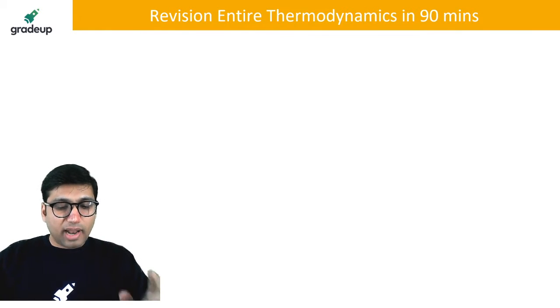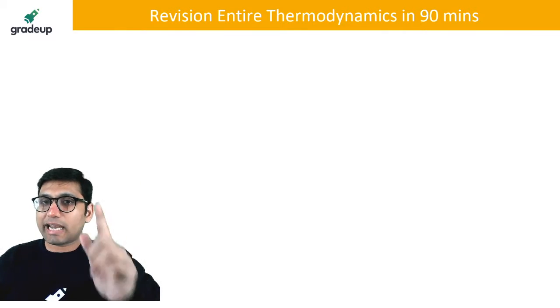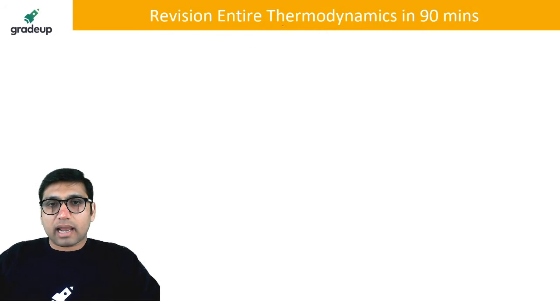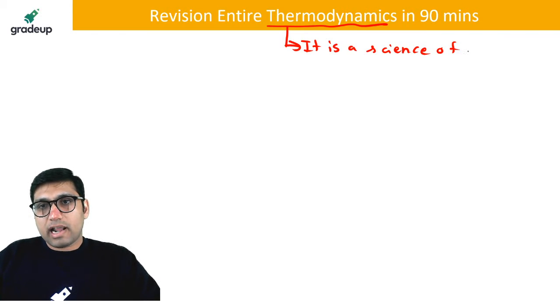Okay. Now I'm going to start, and I'm going to start like a supersonic missile. Mach number greater than 1. Just see that. So what is thermodynamics, my dear students? Thermodynamics is a branch of science. It is a science of energy interaction.